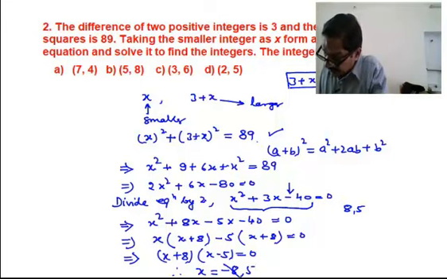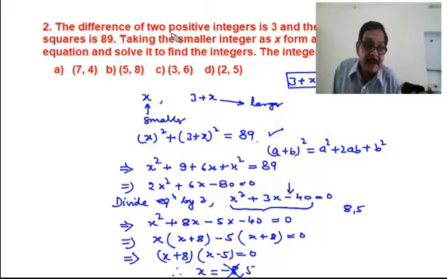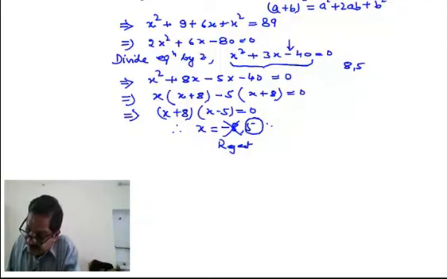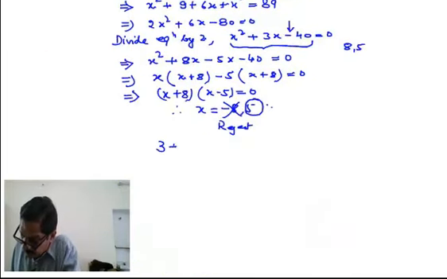Now minus 8 cannot be there because we see in the question that the integers are positive integers. So we are rejecting the minus value. Acceptable value is 5. So what is our x? x is our smaller number. So the smaller number is 5. Now the larger number will be 3 plus 5, which means 8. And hence one number is 5, second number is 8.